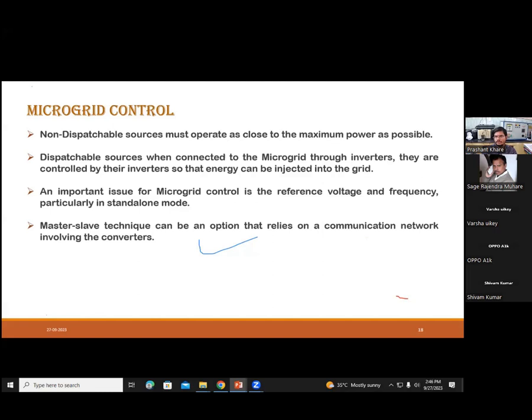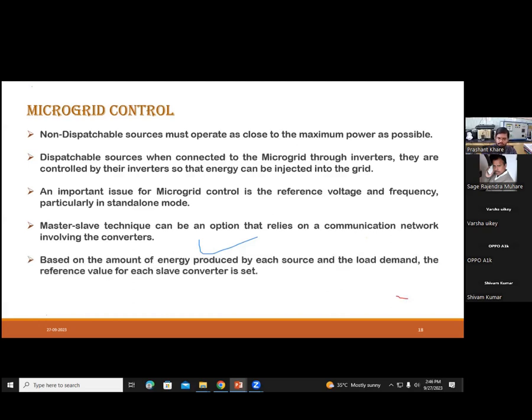Master slave technique means what? You will choose one stable source of power as a reference. That particular source of power you will consider as the reference. It will provide your frequency and voltage, and all other sources will follow this particular master. So this technique is called master slave. Okay. So see, I mentioned there, based on the amount of energy produced by each source and load demand, the reference value for each slave converter is set.